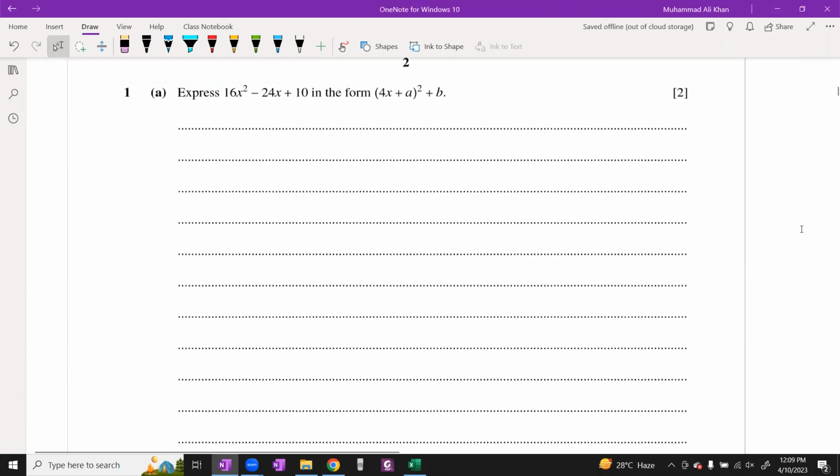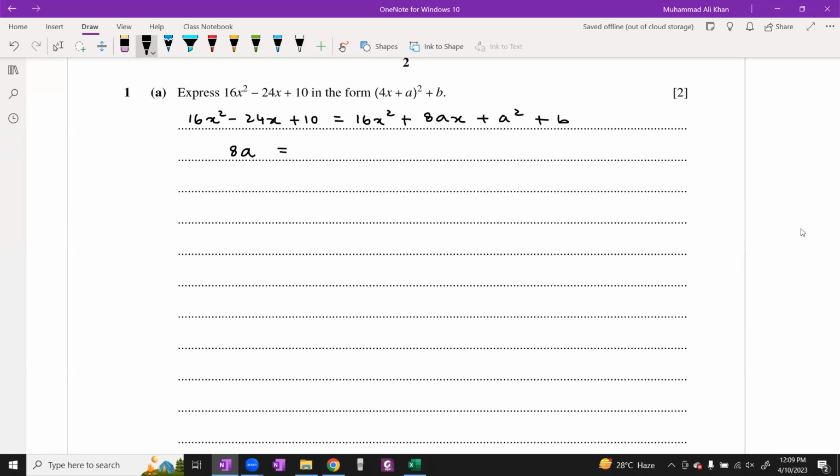Starting the paper, question number 1 is about quadratics. Express 16x square minus 24x plus 10 in the form (ax + b) whole square plus c. Expand the whole square: a square plus 2ab plus b square plus b.